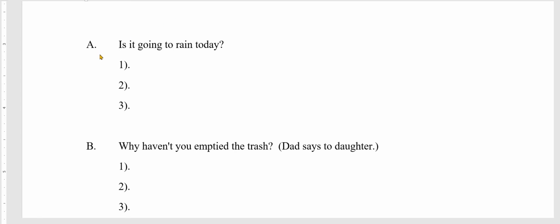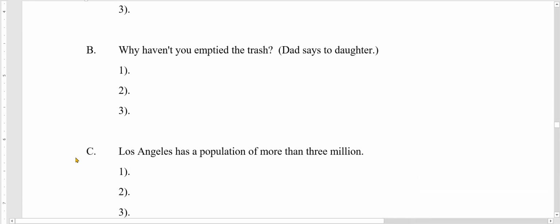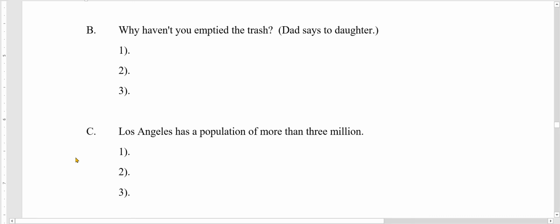A, is it going to rain today? B, why haven't you emptied the trash? Dad says to daughter. So sometimes I'll put something in parentheses so you can understand the social nature of the sentence, and that helps you understand more about what's going on. A stranger is not going to go to another stranger and say, why haven't you emptied the trash, right? That's not going to happen.